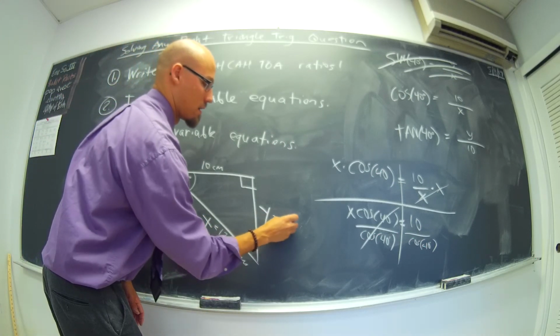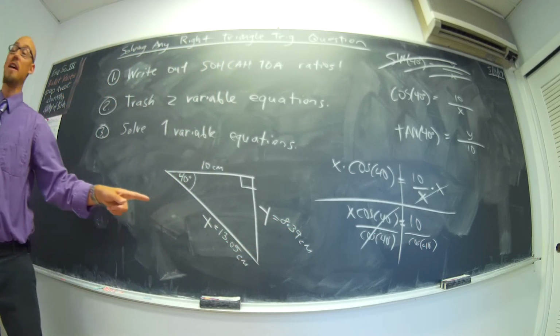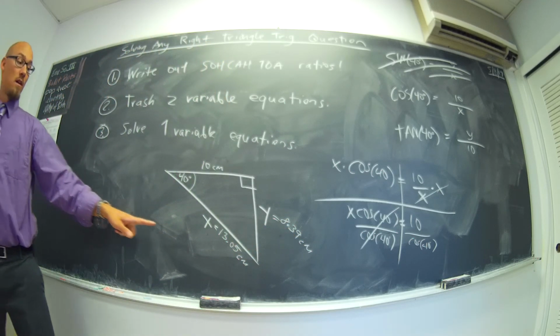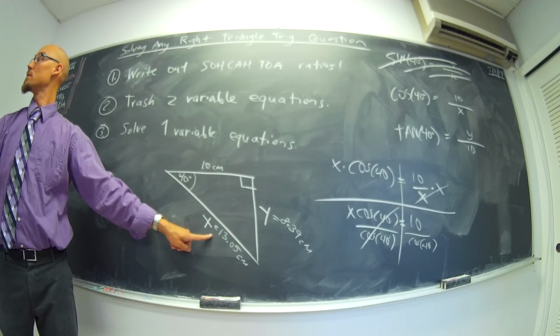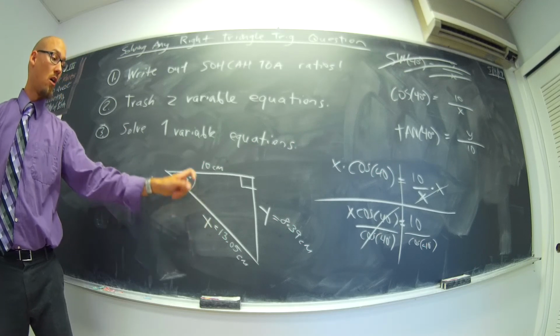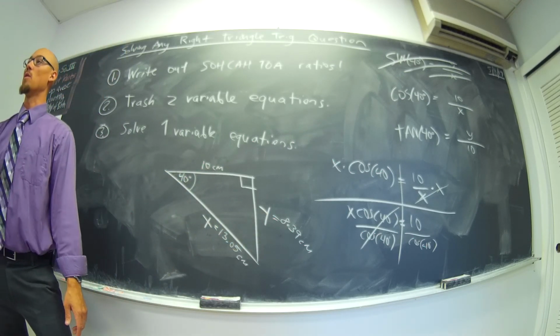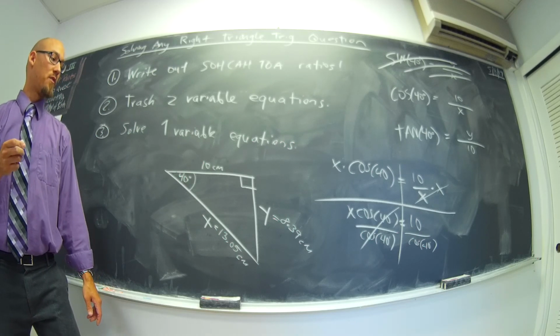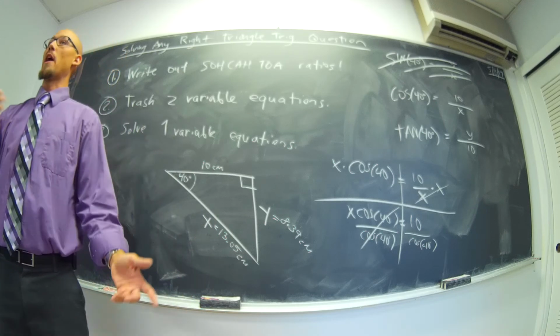Y is 8.39 centimeters. Does that sound legit? Yeah. Mine says 13.05 for x. Okay, so 10, 8, 13. That sounds reasonable. If you had like 10, 13, and 147, you'd be like, I'm an idiot.